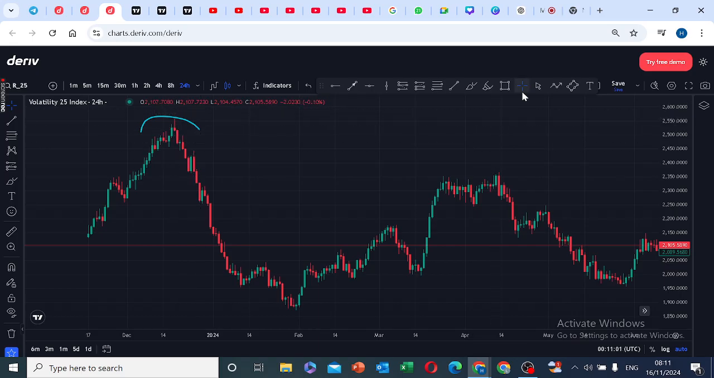This point is a high. You understand? This area is a high. This one is a high. This is also a high. This point is a high. Same as this. Same as this.